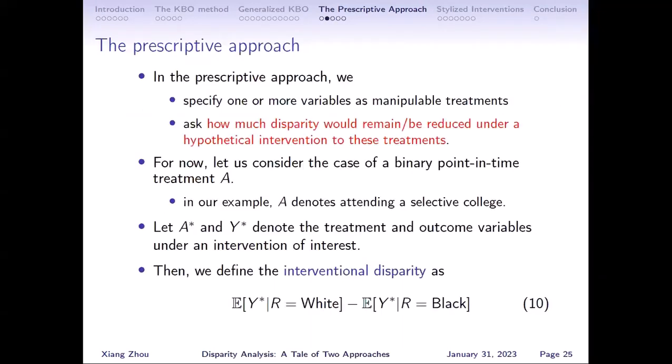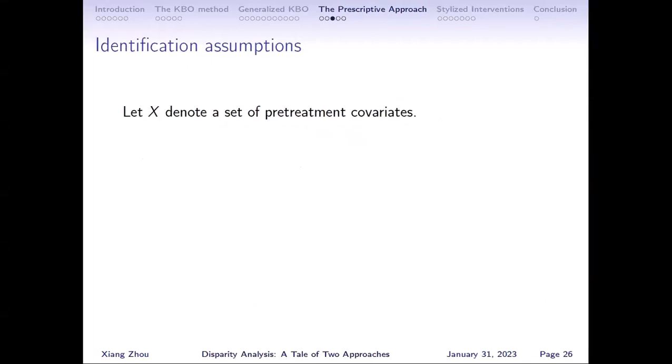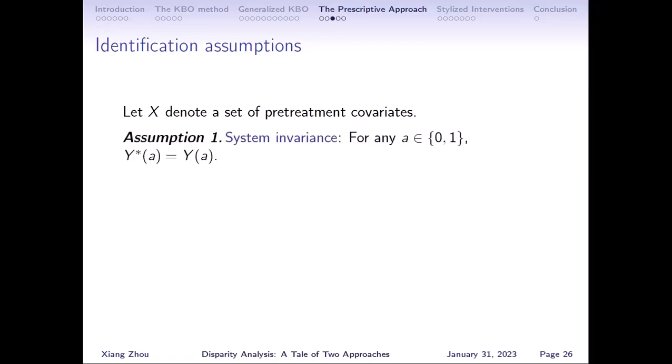Because Y star is not observed, we need to identify such quantities using some identification assumptions. We use X to denote a set of pre-treatment covariates. In our example, the pre-treatment covariates will just be the previously mentioned covariates X1, X2, X3, X4 combined, where we elevate the status of X5, call it quality, into the status of treatment. And we need a couple of assumptions.